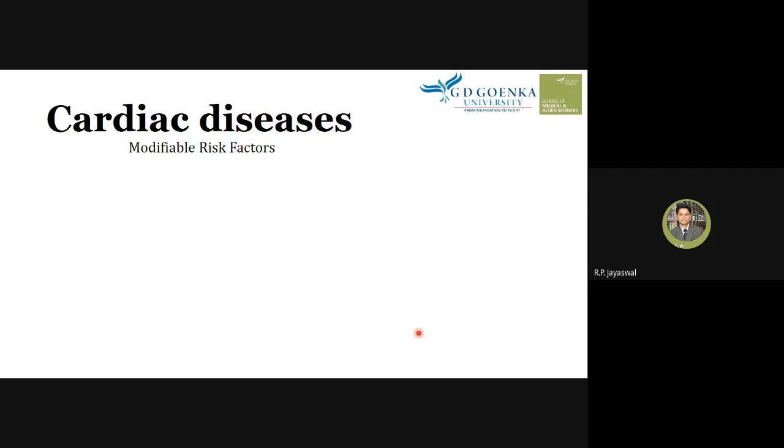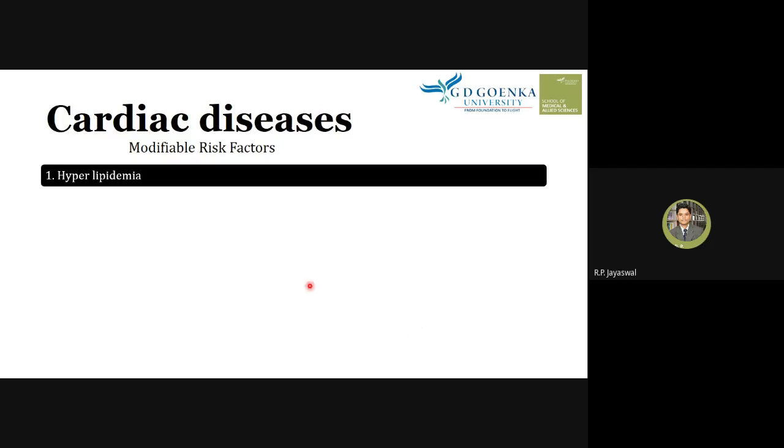So, in cardiac disease, there are modifiable risk factors. There are some risk factors which can be modified in patients who have cardiac disease. Okay, so what are the modifiable risk factors? Hyperlipidemia. If a patient has hyperlipidemia, it can be normalized by doing some physical activity, or by medication, or through nutrition, which can be tightly regulated.